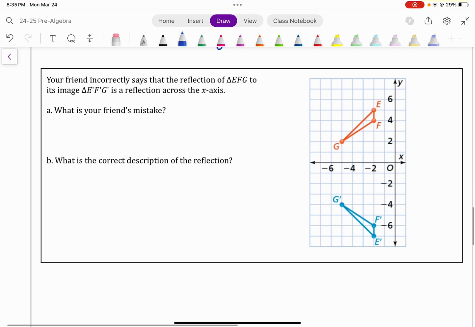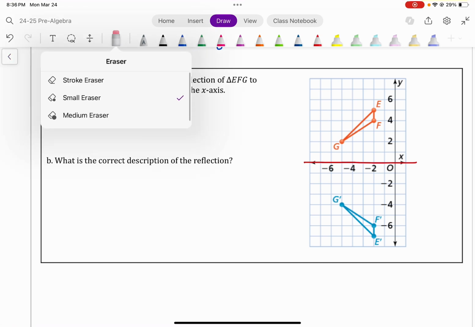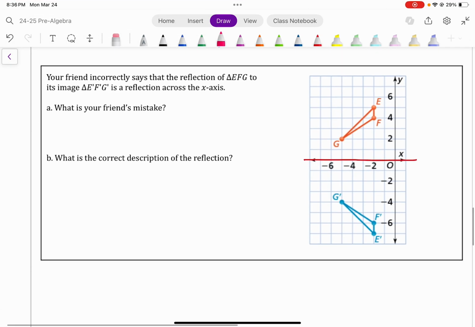Okay, this is actually our last one. This says your friend incorrectly says that the reflection of EFG to its image, EFG prime, is a reflection across the x-axis. Okay, so your friend is saying we're going over this line. That's wrong. What is your friend's mistake? So even though I can tell it's reflecting over a horizontal line, it's the wrong horizontal line.